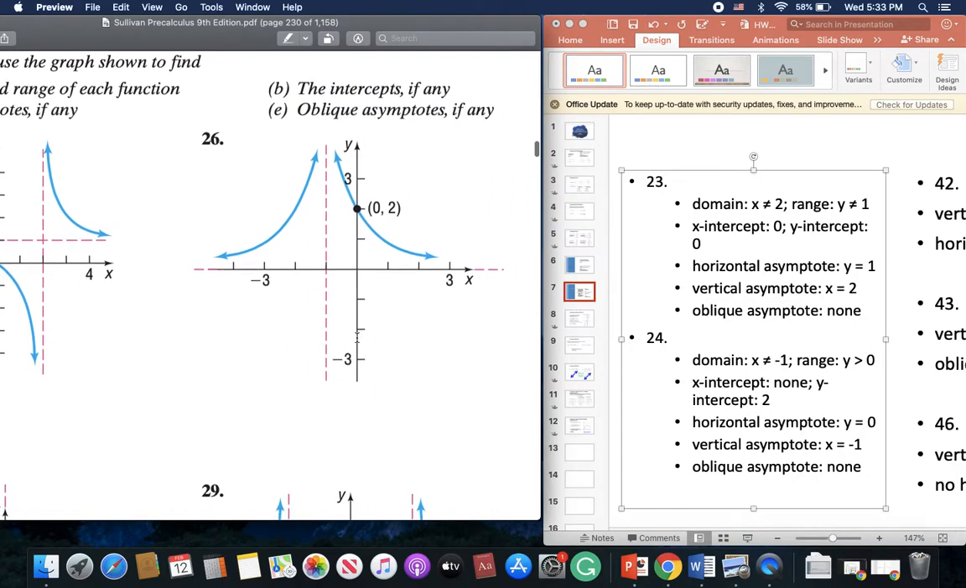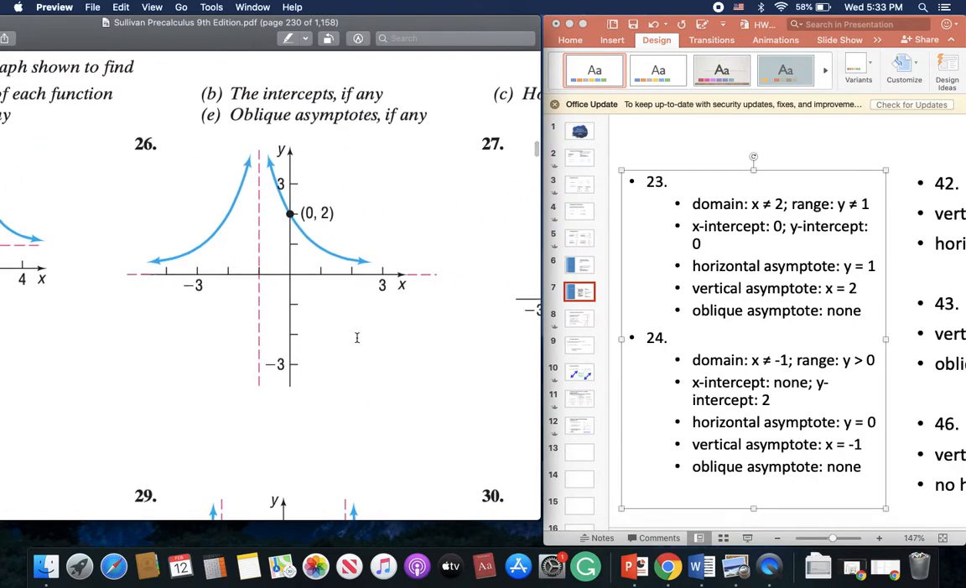Okay, then we have problem 24 from your book. Problem 24 is this graph. So let's look at this. What is the domain? Now I think you have got some idea. We have only one vertical asymptote. That means the domain is all real numbers other than minus 1. Domain is all real numbers other than this minus 1.